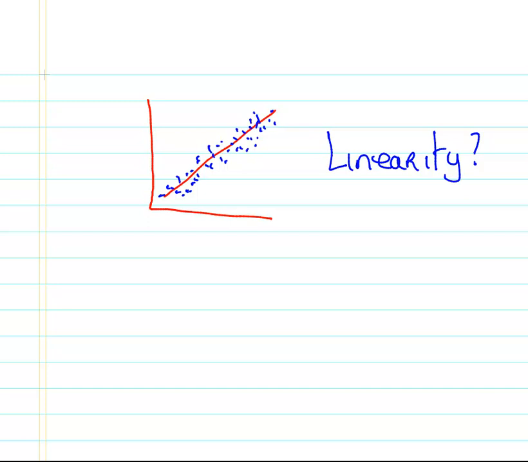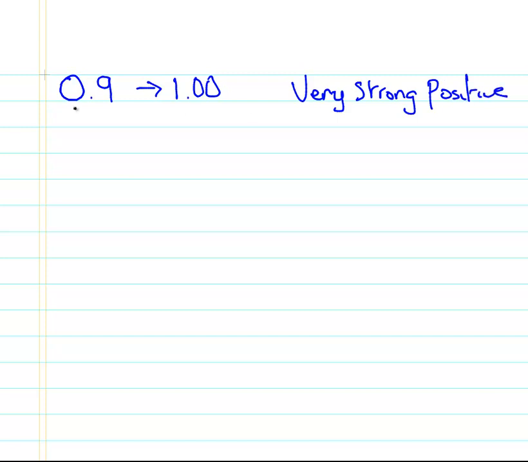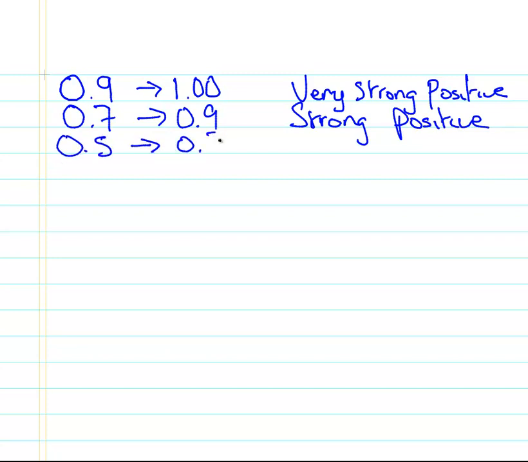Now, just before we finish up, a short discussion on how we interpret them all. I'm going to come up with my own little thresholds. 0.9 to 1.00, I would say is very strong positive. 0.7 to 0.9, just strong without being very strong, so strong positive. 0.5 to 0.7, I'll say mildly strong positive.